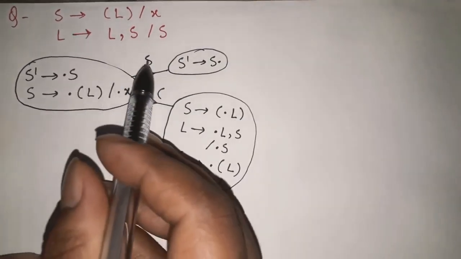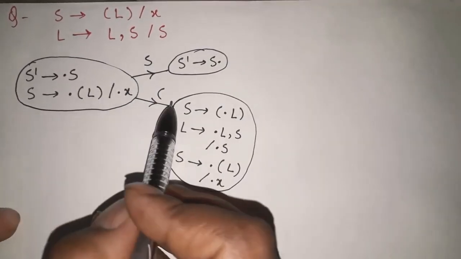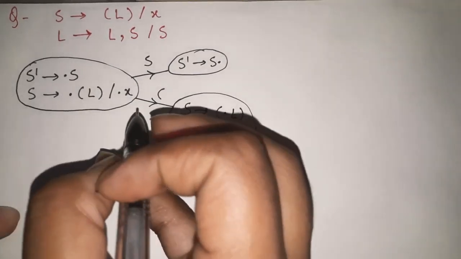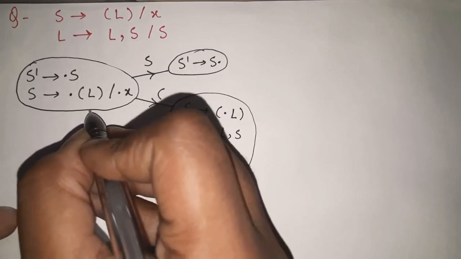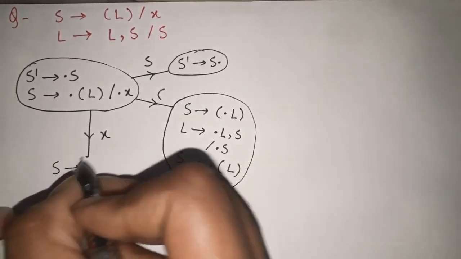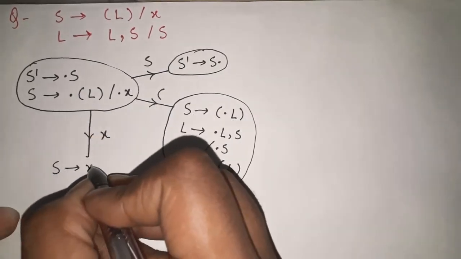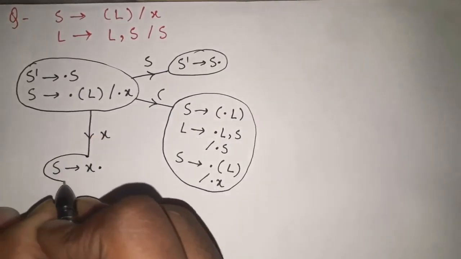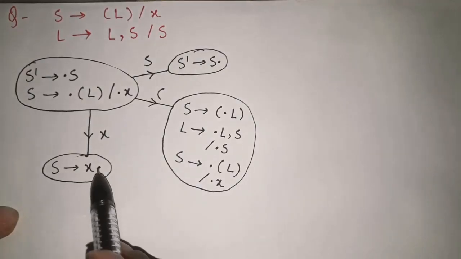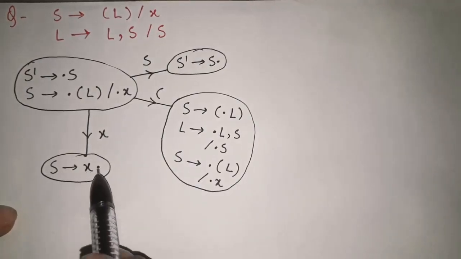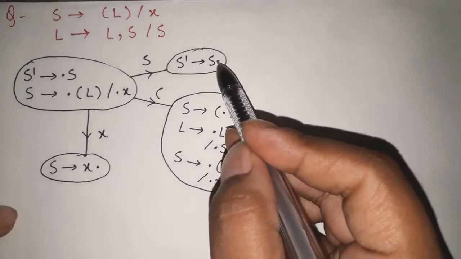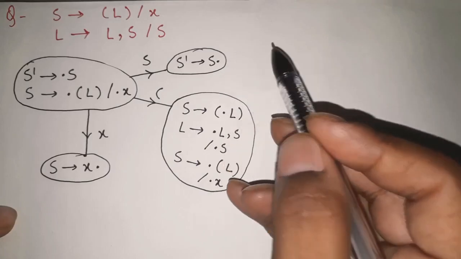Okay, capital S and the opening bracket are completed. Then after the dot I am having x, so I have to write a production for small x. S gives x., with the dot shifted. This became my fourth state. Here the dot is at the last position, so I don't need to expand this state anymore. Here also the dot is at the last position, so I don't need to expand this state either.